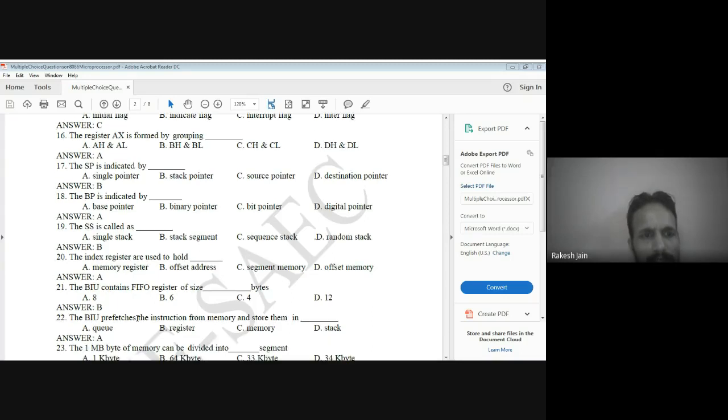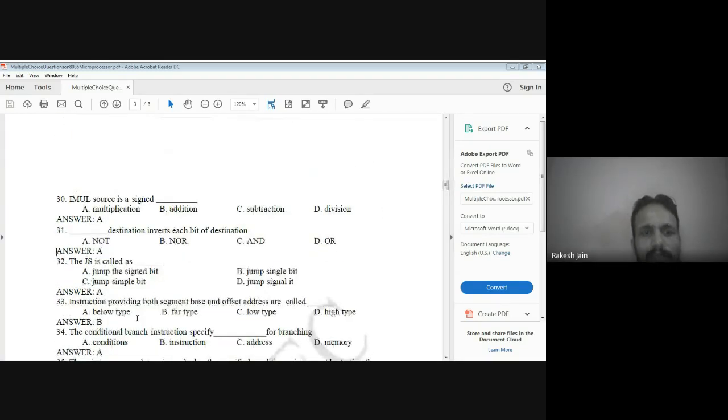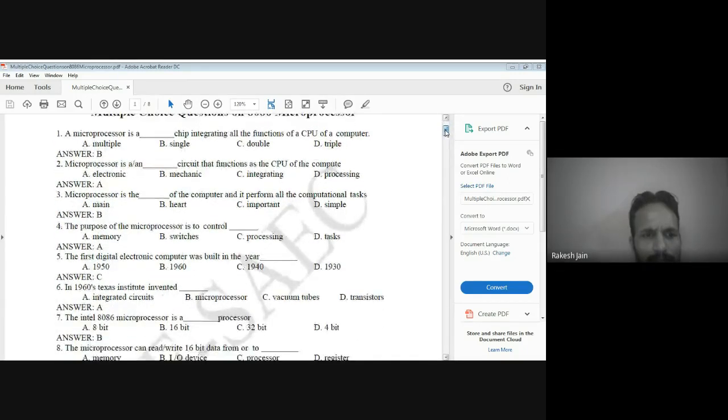Okay, so these are certain questions related to the 8086 microprocessor which are important for us. The seventh question: the Intel 8086 microprocessor is which kind of microprocessor? So it is a 16-bit microprocessor. So daily we will solve certain topics on 8086 microprocessor and we will be able to solve certain objectives of this unit. Okay, thank you very much.